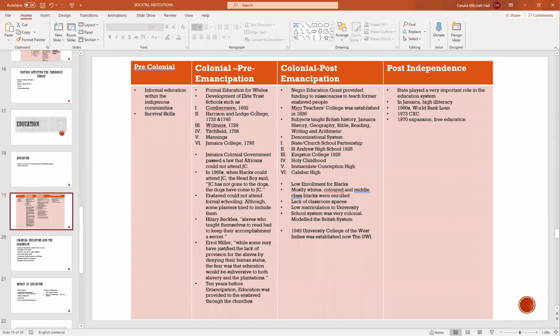And so Hilary Beckles, who is a historian, said that the slaves who taught themselves to read had to keep their accomplishment a secret. Laws were passed that blacks should not be educated. Errol Miller, a very important scholar in the education sector, said that while some may have justified the lack of provision for slaves by denying their human status, the fear was that education would be subversive of both slavery and the plantation. There were some people who said that the enslaved people, you're not supposed to teach them to read. But some enslaved people taught themselves to read. And they couldn't go and make people know that they could read. They had to keep that as a secret.